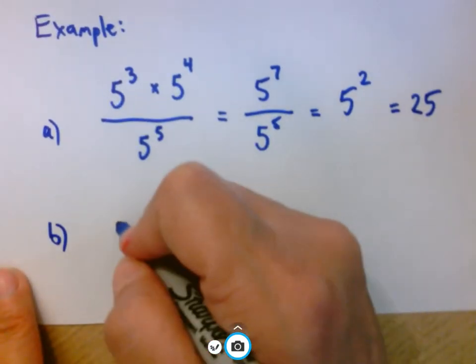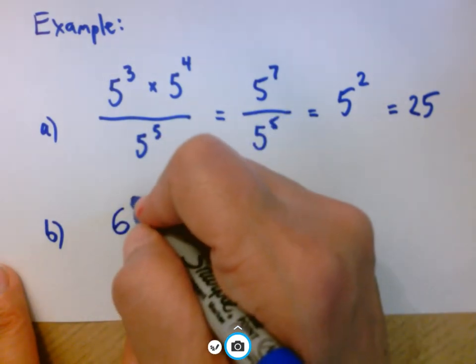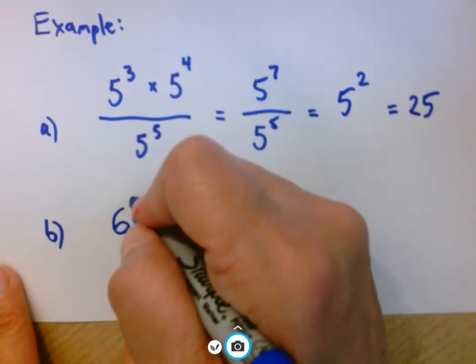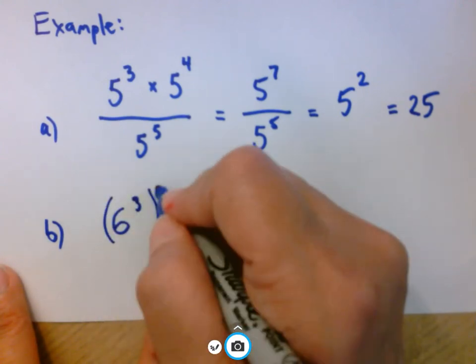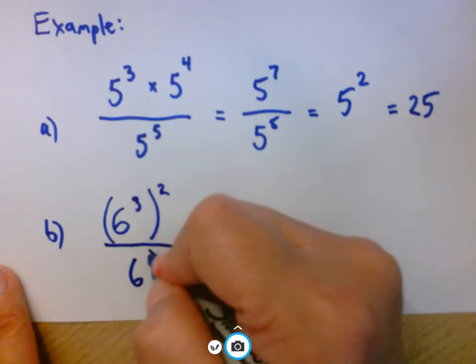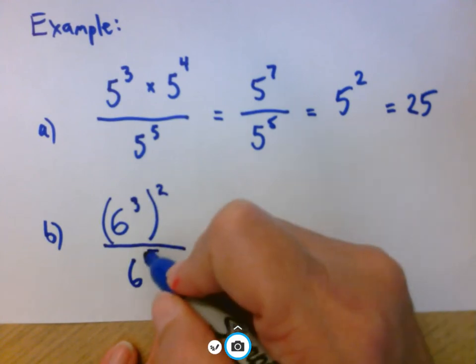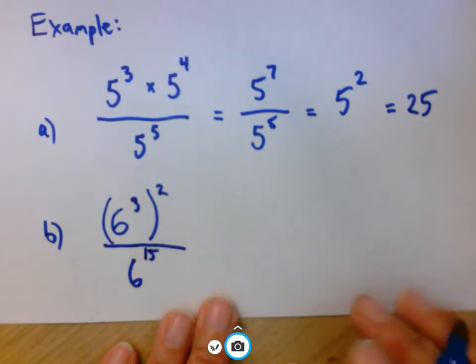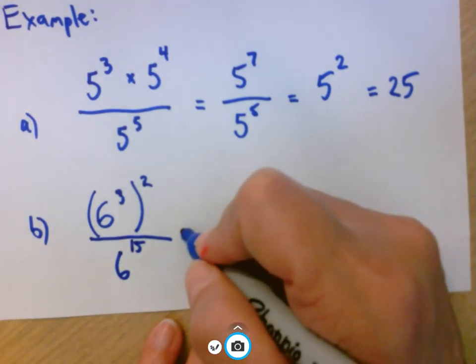Okay, and the last one. Let's go 5, well, let's pick a different number. 6 to the exponent 3, the whole thing squared, divided by 6 to the exponent 5. Okay, actually, let's change it. Let's make the 6 to the exponent 15. Make it difficult. Okay, 6 to the exponent 15.